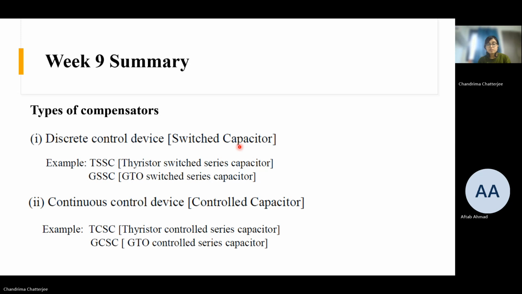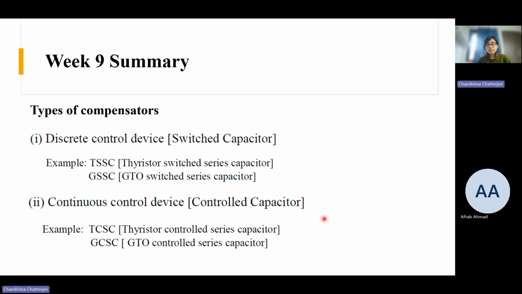So here there are thyristors, but the thyristors are not controlled. They are either fully on or fully off. There is no partial conduction. That's why they are called discrete. Either the state is 0 or the state is 1. The second type is the continuous control device, where you have control. So TCSC and GCSC come under this category. What is TCSC? It is thyristor controlled series capacitor. Then GCSC, GTO controlled series capacitor.